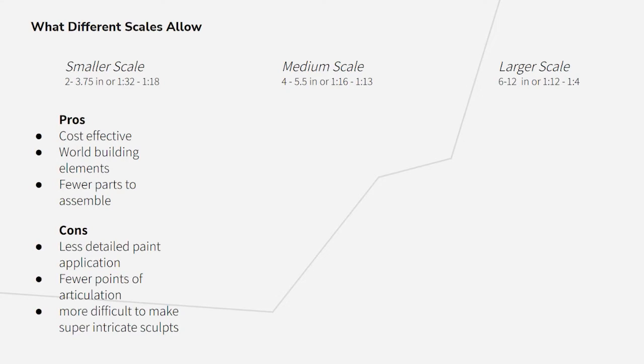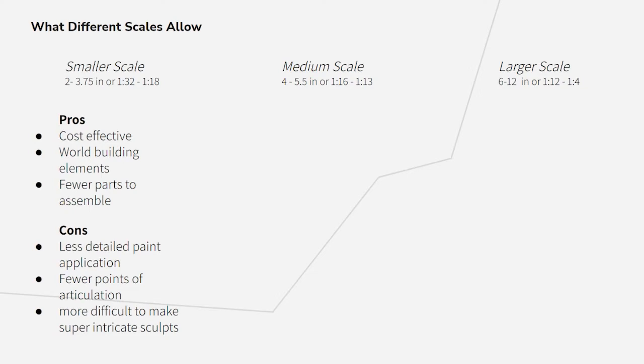Another pro, fewer parts to assemble. Most smaller scales have less moving parts than medium and larger scale figures. Now, there are, of course, exceptions, but for the most part, there's less articulation when it comes to a smaller scale, meaning manufacturing and assembly is easier and cheaper.